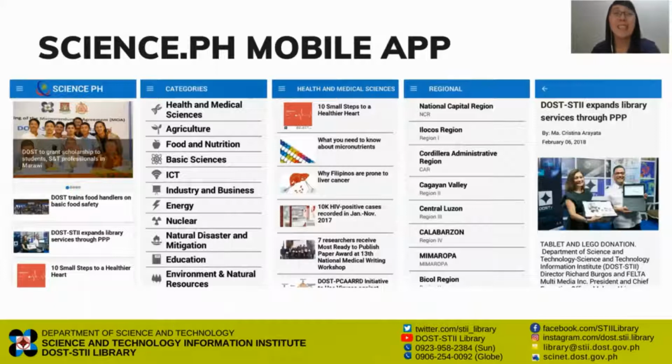Next is the Science.ph mobile app. If you are always on the go and you want to be updated on the news on science and technology, we recommend the Science.ph mobile app for you. By using this mobile app, you will always be updated on the happenings in the field of science and technology. Science.ph mobile app will let you categorize the news by region and by field of study. So, download it now.